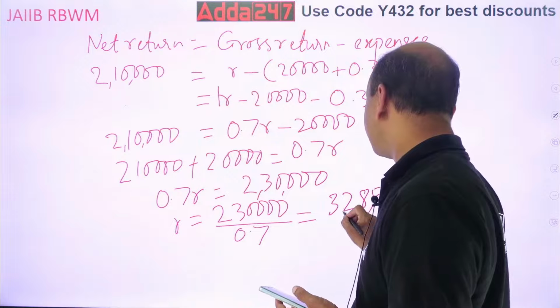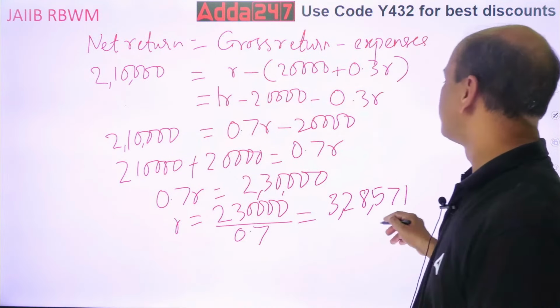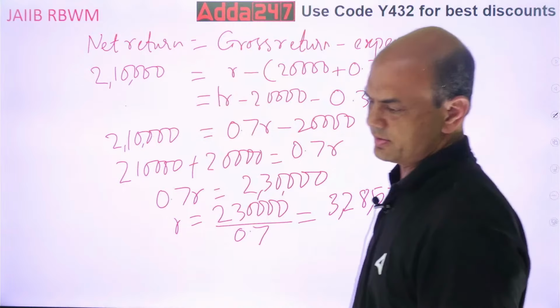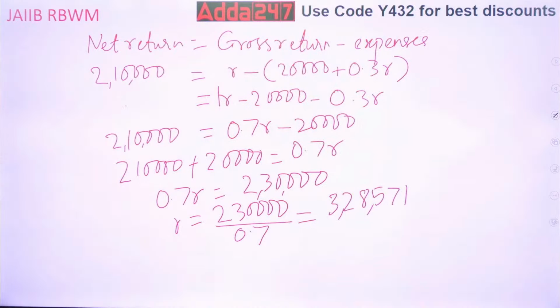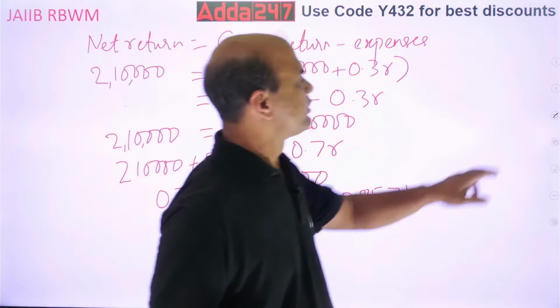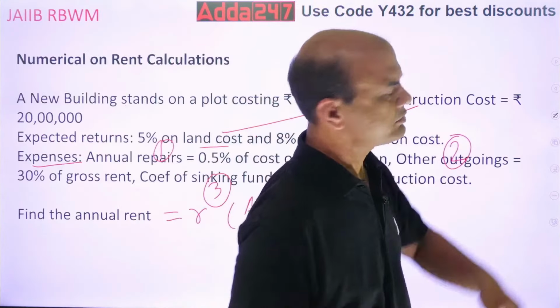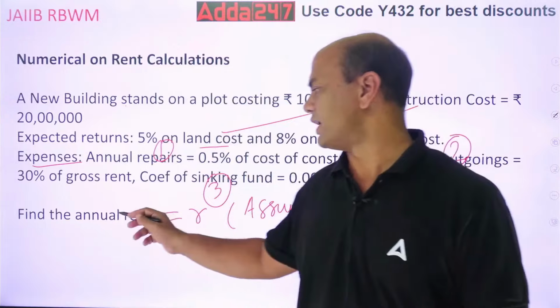328,571. This is your annual rent. This is what you want as the annual rent. Pay attention, this is not the monthly rent. This is the annual rent that you want. Annual. Okay, this is the annual rent. So if this is the annual rent, this is the answer. In fact, what is the question? The question is the same. Find out the annual rent. The annual rent is this.